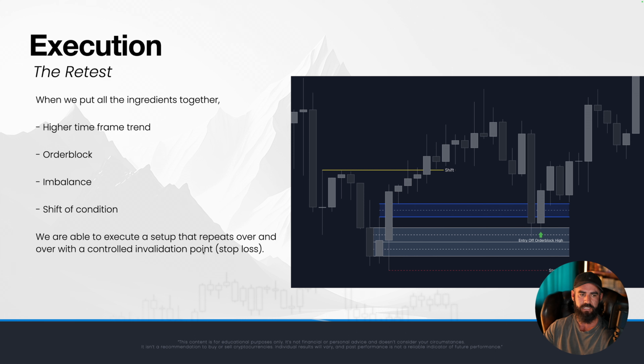We're able to execute a setup that repeats over and over with a controlled invalidation point and stop loss. So the trade trigger was this order block off through this area here, and then we have the invalidation, which is the stop loss right below this low if we're wrong.